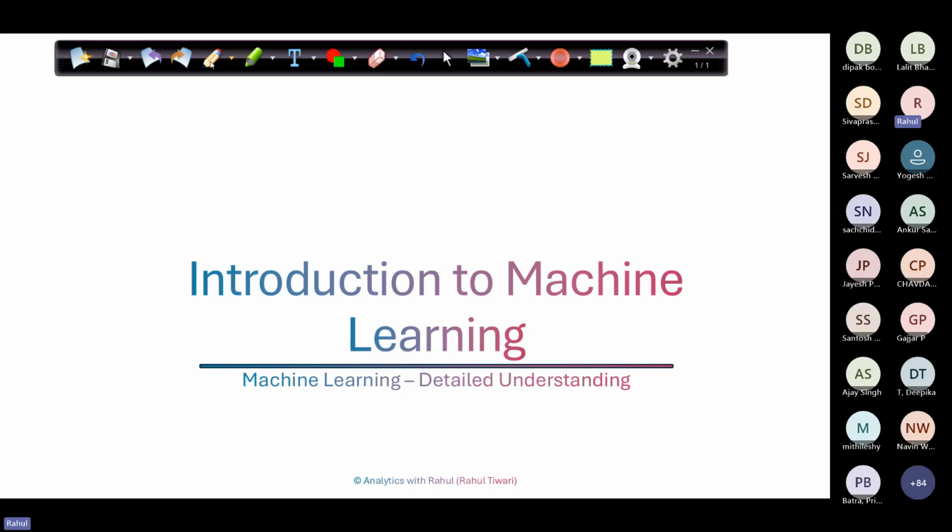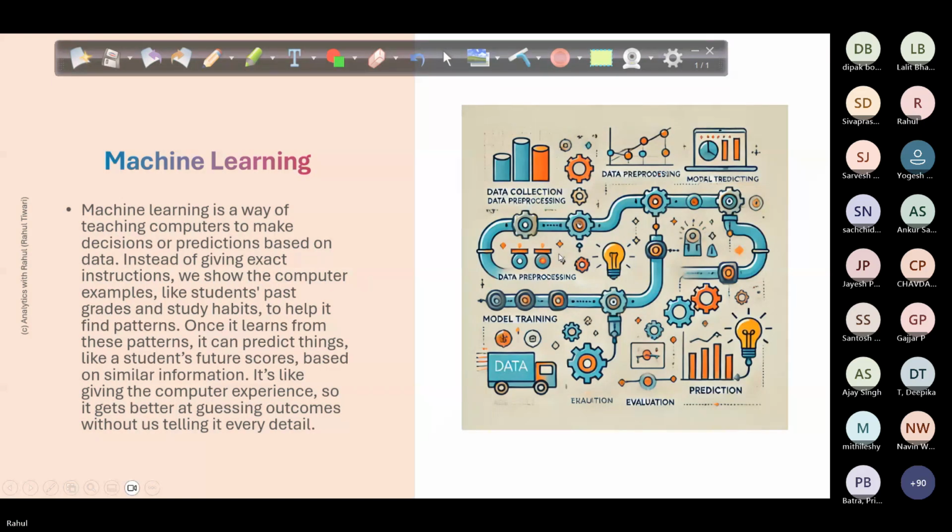Today we are going to talk about an introduction to machine learning. At the same time, we'll try to understand what the different types of machine learning are. So let's get started. Machine learning is a way of teaching computers to make decisions or predictions based on data. Instead of giving exact instructions, we show the computer examples like students, past grades, and study habits to help it find patterns. This is one of the examples we are discussing.